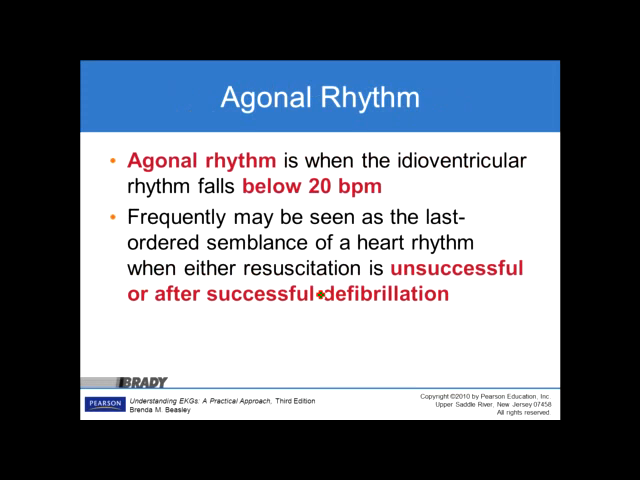An agonal rhythm is when the idioventricular rhythm falls below 20 beats per minute. This would be their intrinsic rate. So if it falls below 20 beats per minute, we're going to consider that the rhythm is agonal. Frequently it may be seen as the last ordered semblance of a heart rhythm, where either resuscitation is unsuccessful or after successful defibrillation, we may actually see an agonal rhythm.